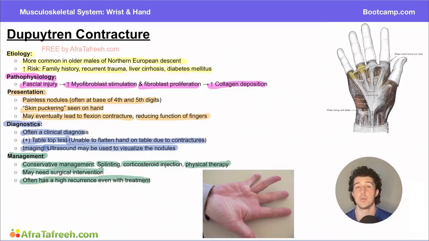A 42-year-old male presents to your clinic with reduced mobility in his right hand. The patient is a construction worker and first noticed a nodule at the base of his ring finger and then reduced mobility of the finger. Vital signs are within normal limits. On physical exam, there are no changes to sensation and grip strength is 5 out of 5 bilaterally.